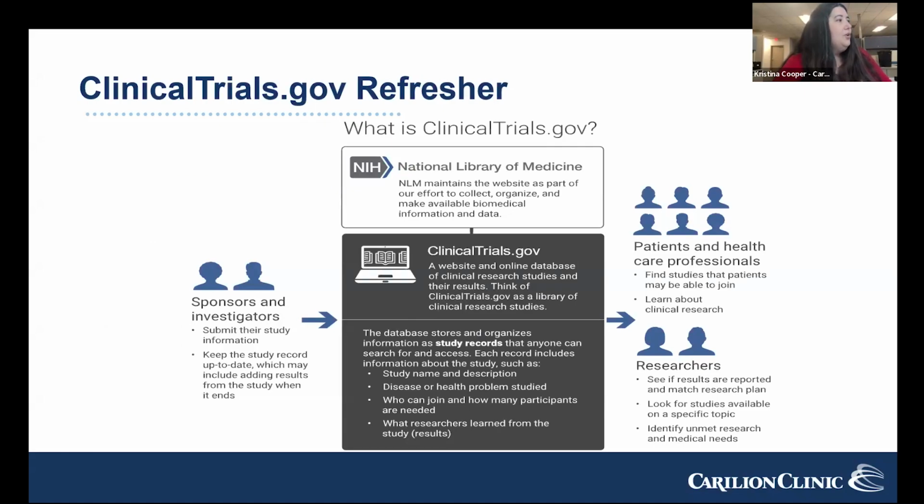So for those of you that are less familiar with ClinicalTrials.gov, it is a website and online database of clinical research studies and their results. Sponsors and investigators are responsible for recording their information on their studies within the website, and then that can be used for public access for not only patients and healthcare professionals if they have a disease or condition that they are interested in seeing if research is taking place, as well as other researchers. So researchers can look and see if results are being reported and match their research plans. They can look for specific topics, and they can identify unmet research and medical needs.